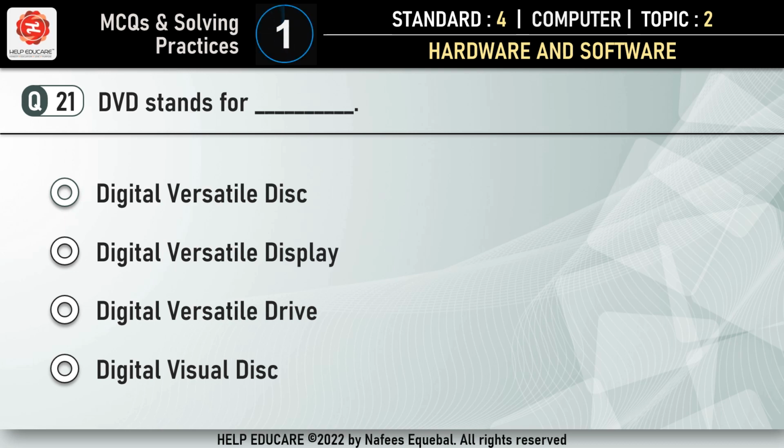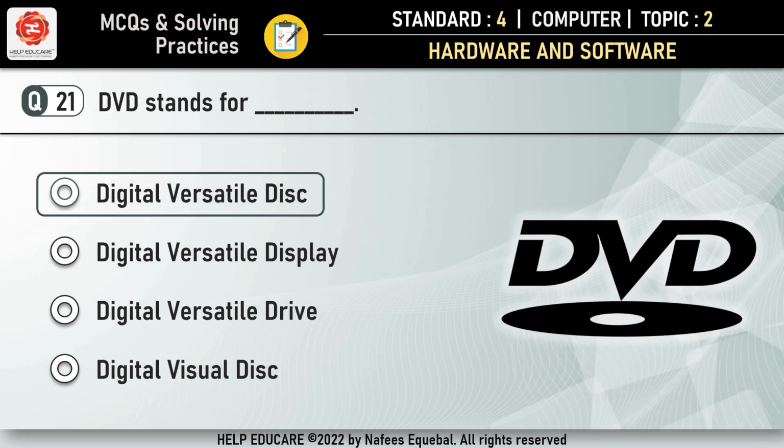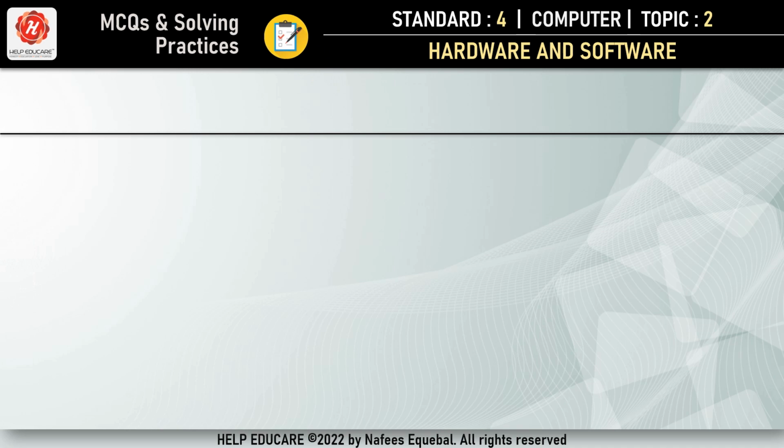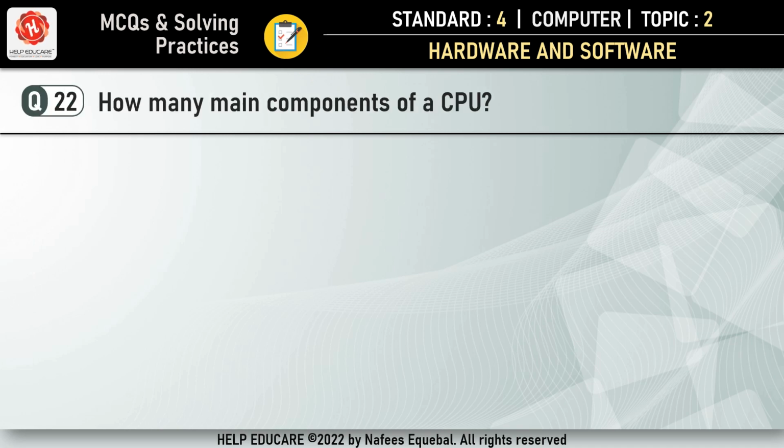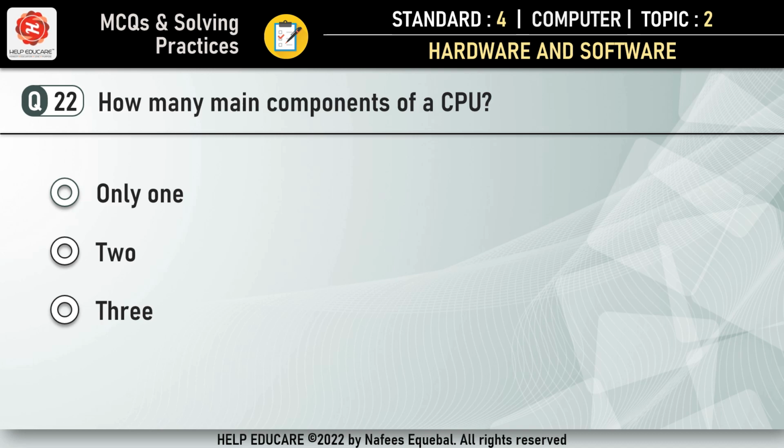Correct answer is digital versatile disc. Question number 22. How many main components of a CPU? First option, only 1. Second option, 2. Third option, 3. Fourth option, 5. Answer will be displayed in 10 seconds.